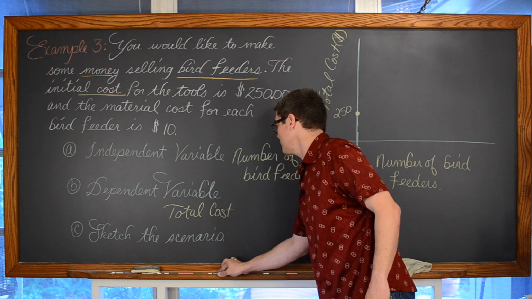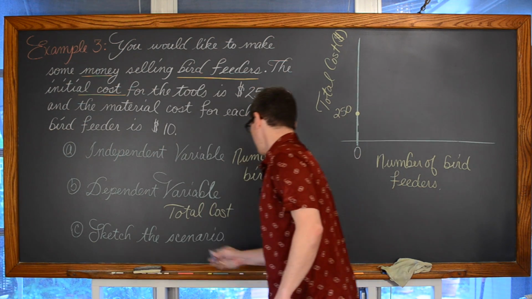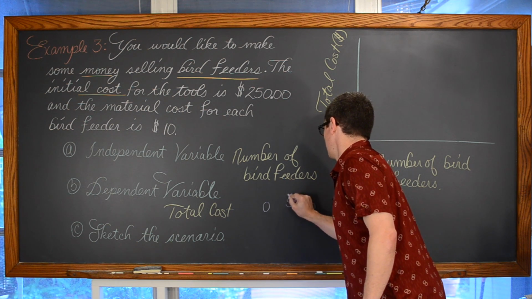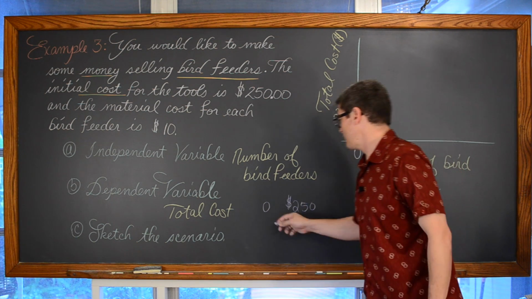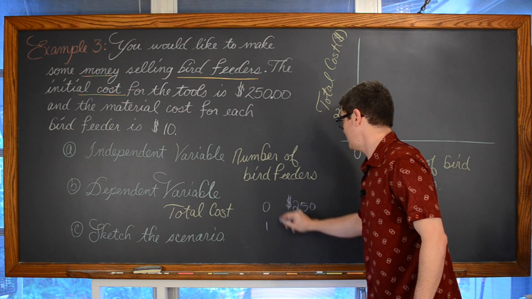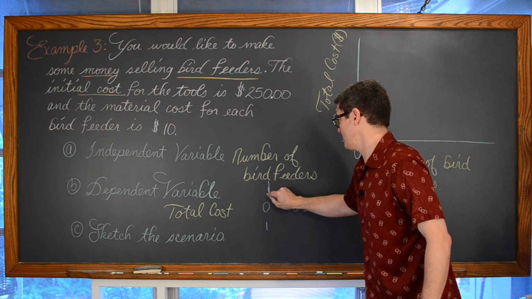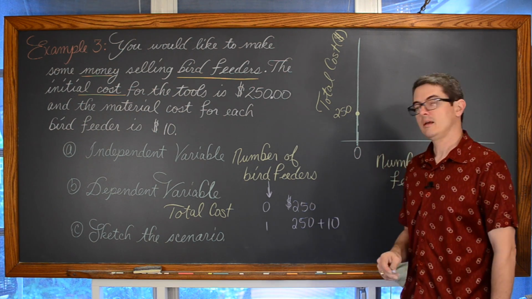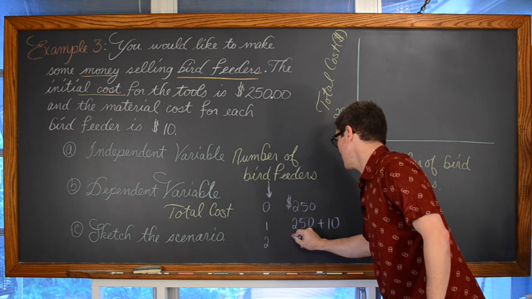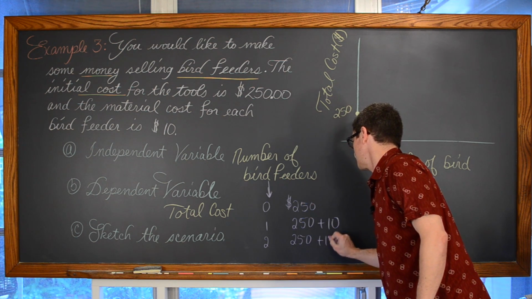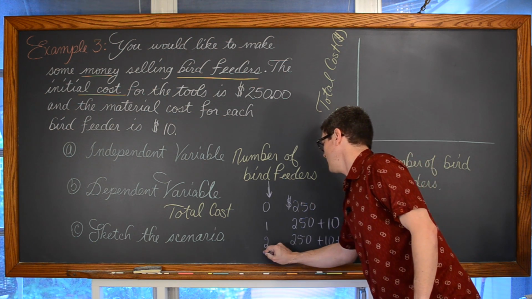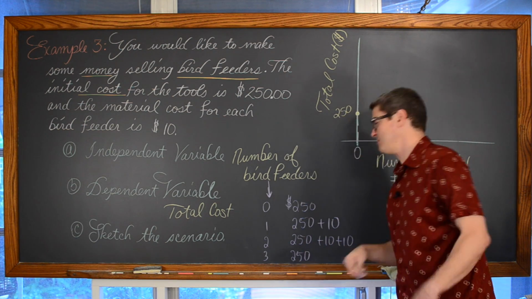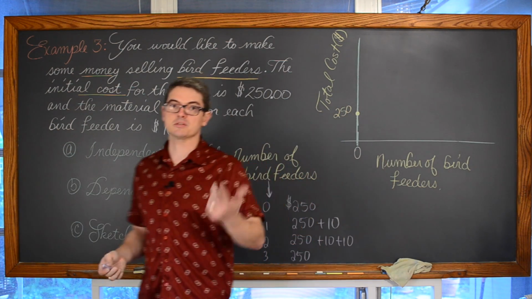Well, that would be, let's see here, a color I haven't used yet. If I make no bird feeders, then it would be $250. If I made one bird feeder, then, let's do a little arrow here so you know what these numbers represent, that would be $250 plus 10. If I made two bird feeders, that would be $250 plus 10 plus 10. And if I made three bird feeders, well, then that would be $250, and maybe I'd be a little bit too lazy to write 10 plus 10 plus 10.